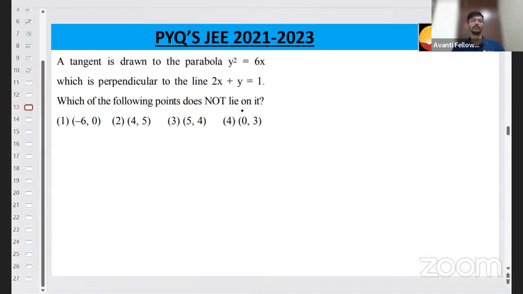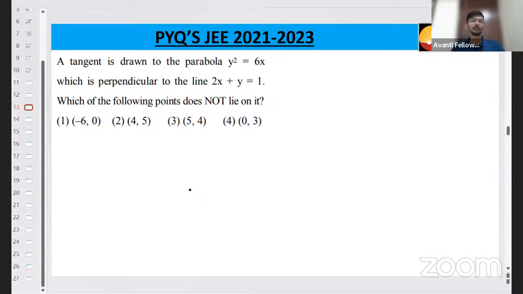The first question is of parabola. So let me check my voice and everything. Let me check it's clear. Yeah, it's clear. Chalo, let's read the question.